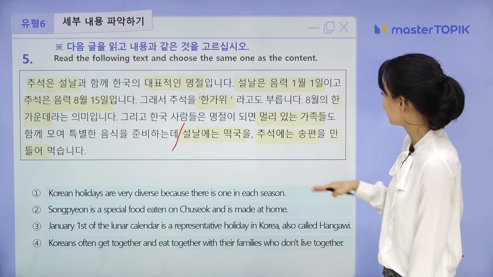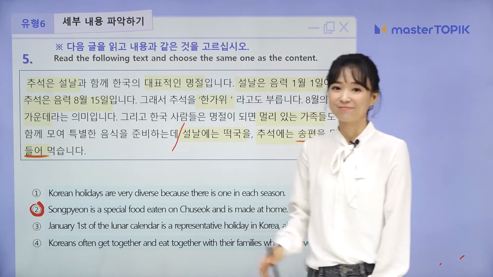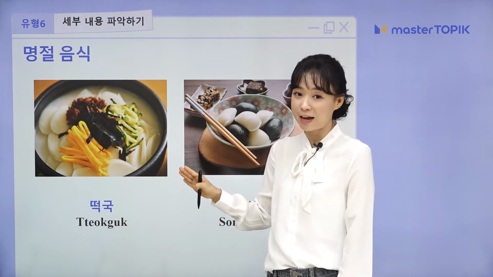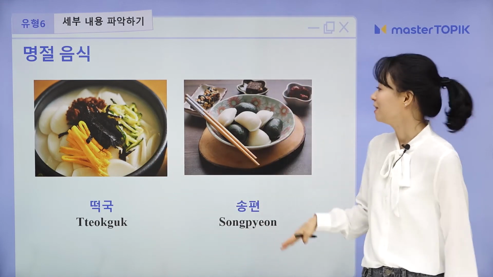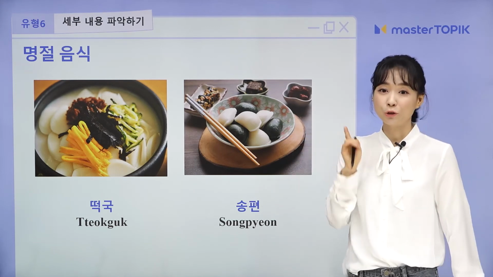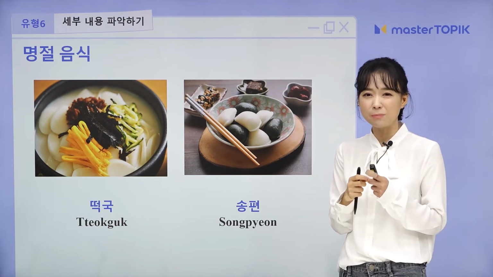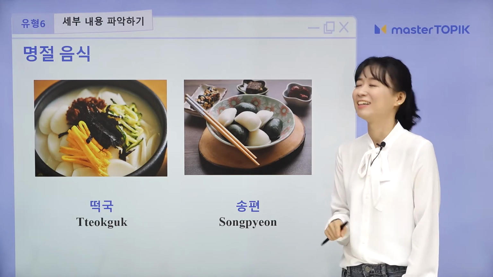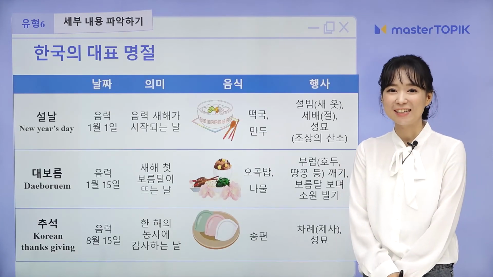The answer is 추석에는 송편을 만들어 먹습니다. Number 2. So, this one is 떡국. We eat it on New Year's Day and it is made of rice cake, so rice cake soup. And 송편. This one is also rice cake and eat it on 추석. And inside this rice cake, there is kind of red bean paste, which is really sweet and I like it.